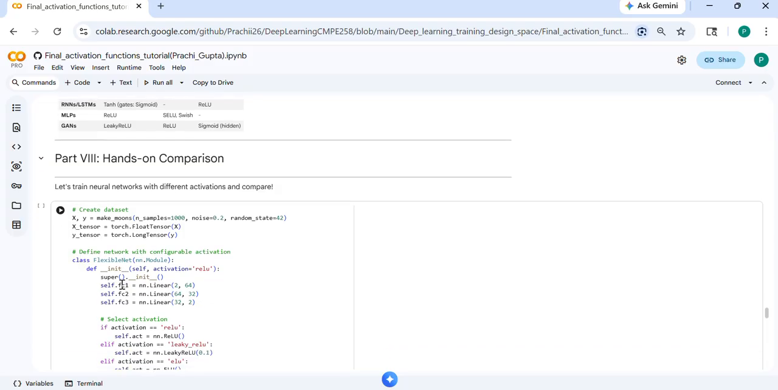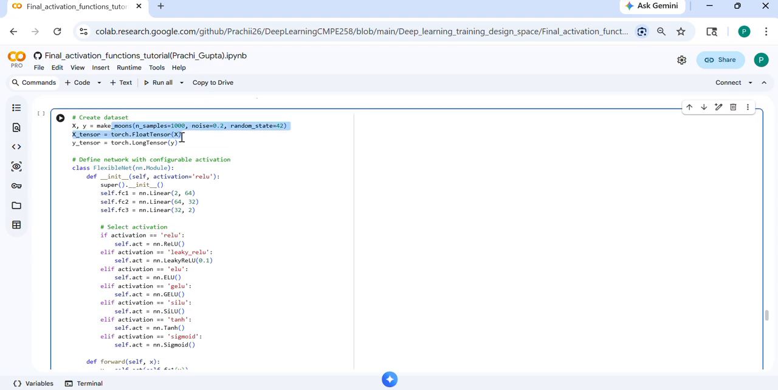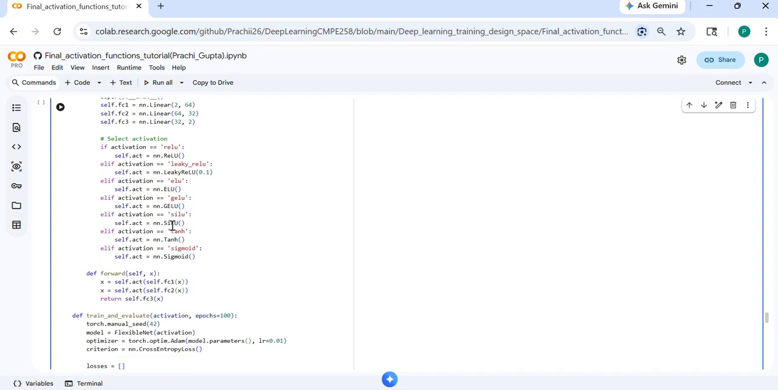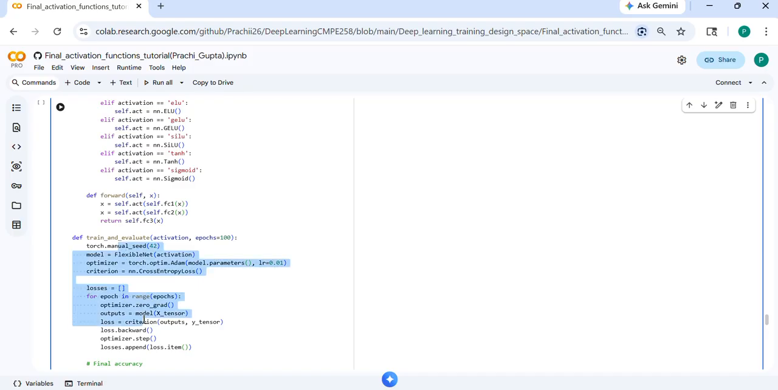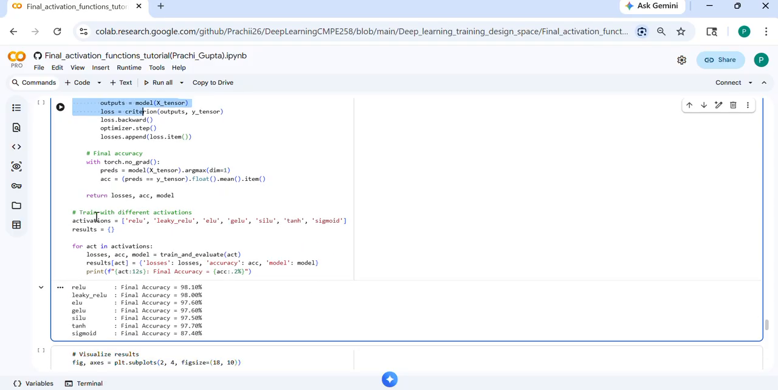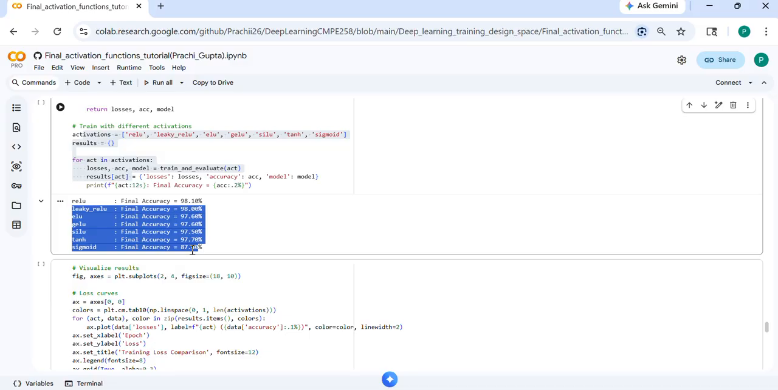In this cell, I first generate a moons dataset using scikit-learn and convert it into PyTorch tensors. Then I define a neural network class with multiple layers where the activation function can be selected dynamically, and I also define a training function that trains the model using the Adam optimizer and cross entropy loss while tracking loss and accuracy. And then I train the model using different activation functions and store their results for comparison. So we can see the final accuracy is the highest for ReLU and the accuracy is decreasing for the other models.